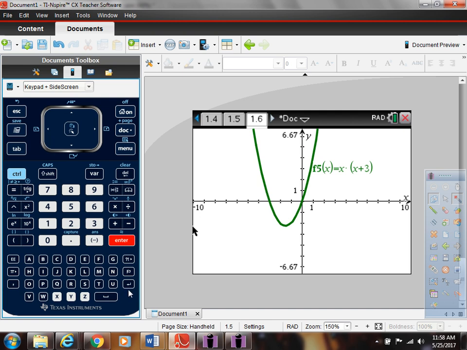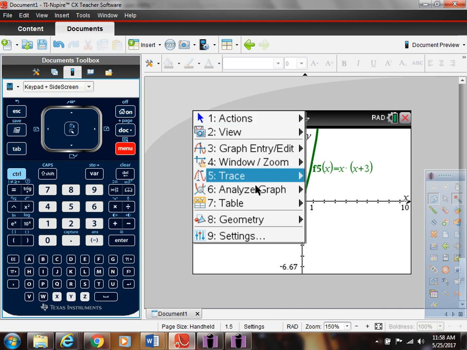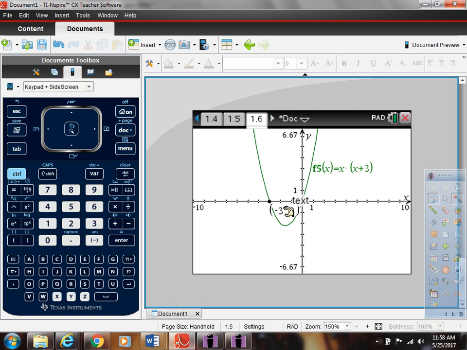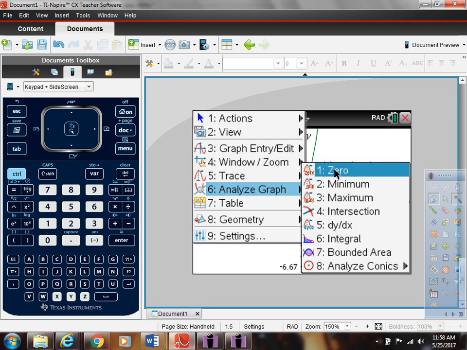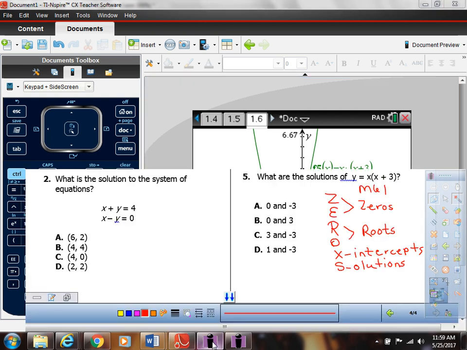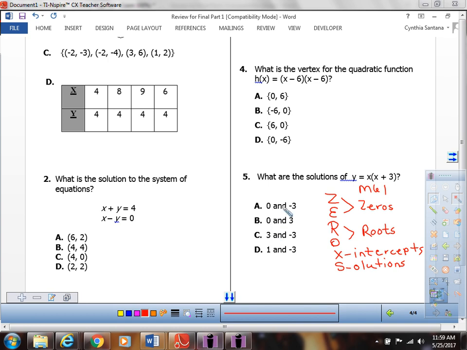There it is. So what we want are the solutions. That means we want these two right here, where it crosses the x-axis. So you can do menu 6, 1, and click and drag over that one, and then do it again. You have 2 of them. If you have 2 zeros, you've got to do this twice, so that you can get both of them. So there's your 2 solutions, -3 and 0. Or 0, -3, which is what, A? So this is the correct one.